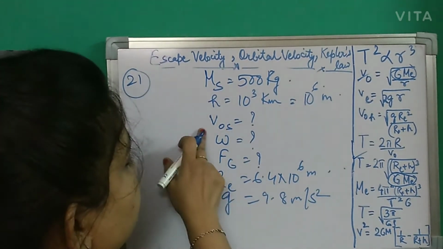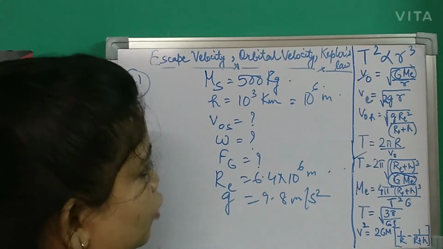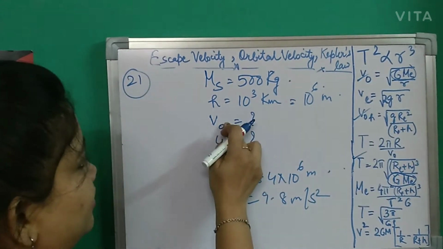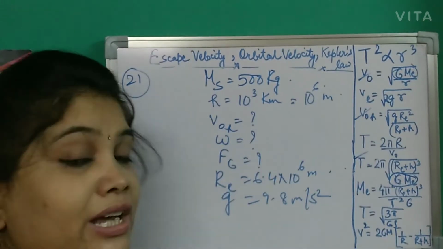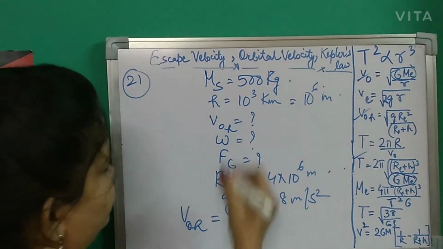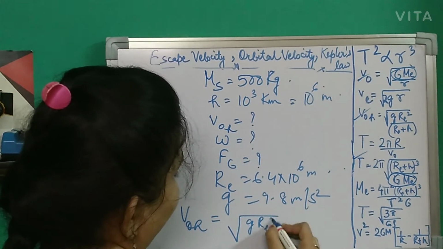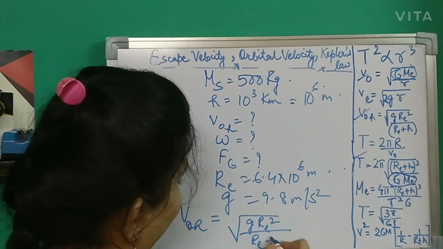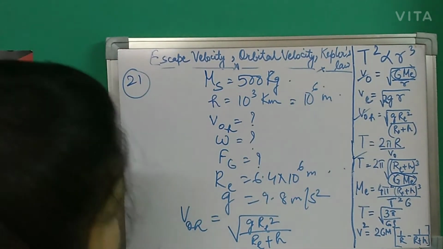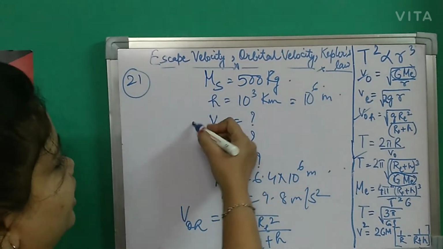Coming first to the orbital velocity of the satellite. We know that this is the formula V0H. As the height is given, you can write it as V0H. So for the first part, V0H is nothing but root over of g RE squared by RE plus h. You know all the values, put them in and get the velocity of the satellite, the orbital velocity. So we are done with the first part.